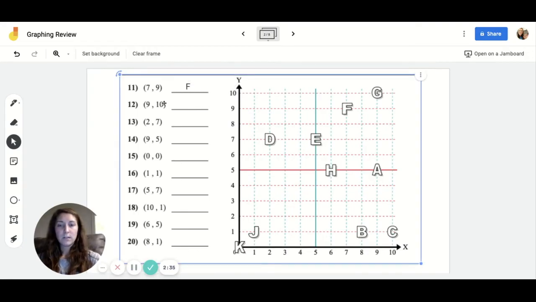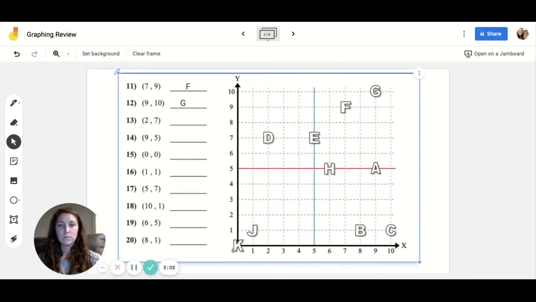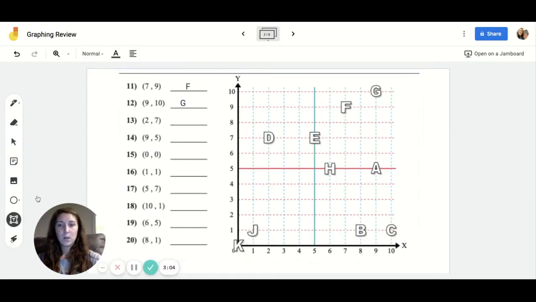So you guys take a look at 9, 10. See if you can figure out what letter is at 9, 10. Hopefully you went over 9, up 10, and you found that the letter that is there is G. And then I've got 2, 7. Take a look there, see if you can figure out what letter is at 2, 7. Hopefully you went over 2 and up 7 and saw that D was there.